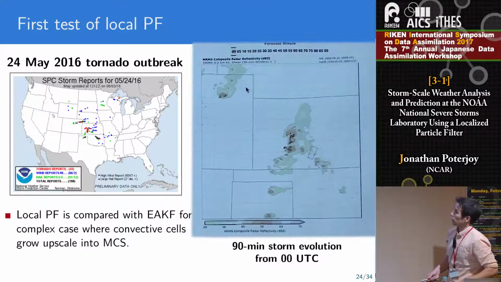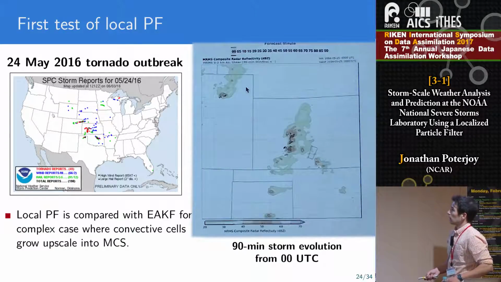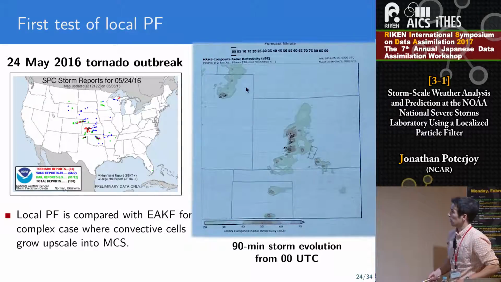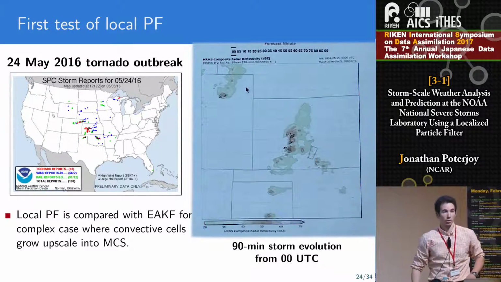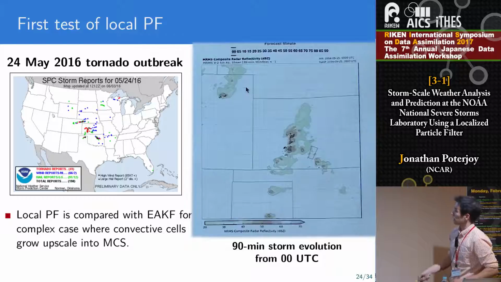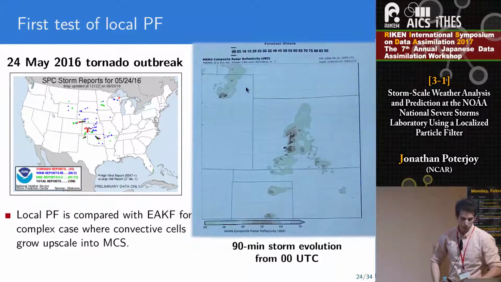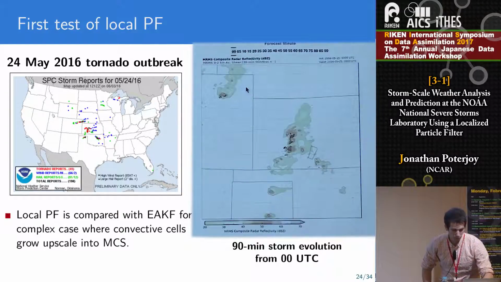The first result I'm going to show is for a tornado outbreak that occurred back in May of last year. The region of interest is given by this area here where you have all these red dots. What they are is just tornado reports. And what I did was I just chose one time right here to illustrate what's going on for this situation.